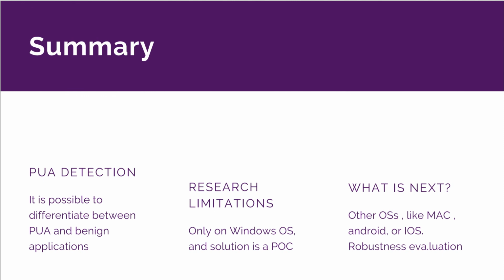Okay, so let's summarize today's presentation. Regarding PUA detection, from our research, it seems that it is possible to differentiate between PUA and benign applications. The research limitations are that it was only done on Windows, and the detection and prevention solution is a POC code. It's not an application we can now distribute and prevent PUA installation worldwide.